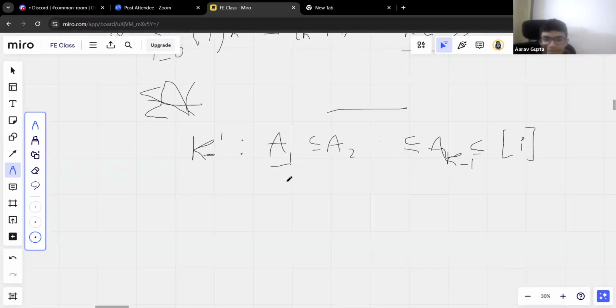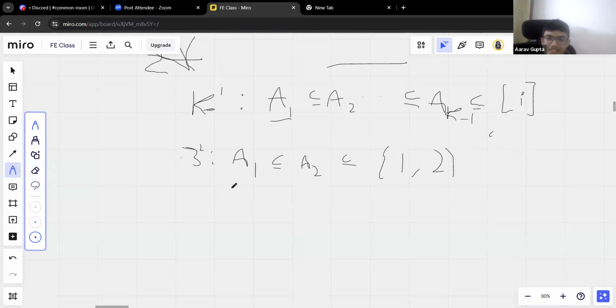Okay, I'll just give an example then. Let's say you want to prove that 3 to the power of 2 is the number of subsets E1 which is a subset of E2, which is a subset of {1, 2}. So you want to prove that there are 9 such sets. This case, E1 can be any of the 4 subsets of {1, 2}: empty, {1}, {2}, and {1, 2}.